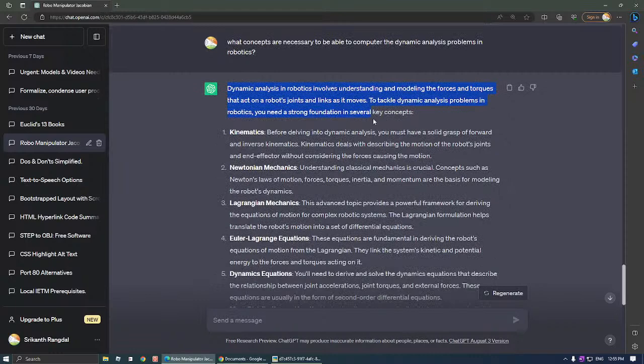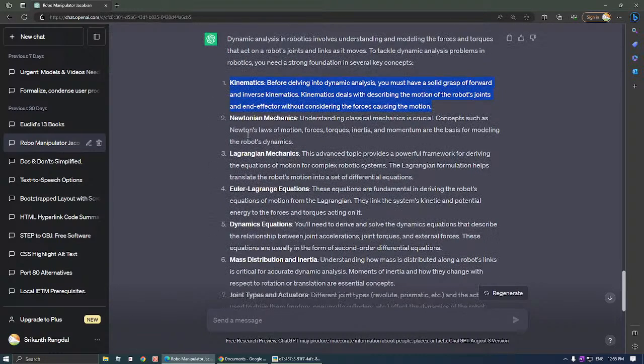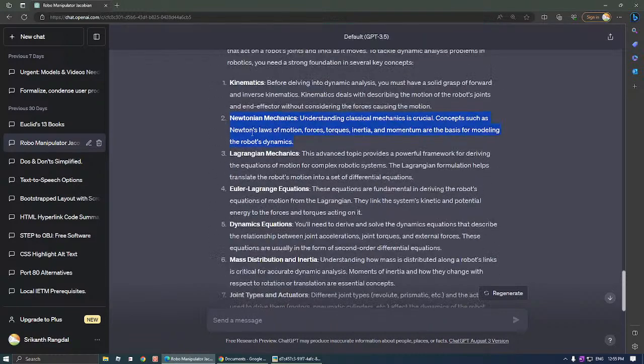To tackle the dynamic analysis problem in robotics, you need a strong foundation in several concepts. Of course, kinematics is something I'm very well aware of, and I don't think I'll need much on this. Mechanics, I've been teaching it for more than 10 years. So again, I don't think it's going to be necessary for me to understand that. So this is where the problem actually starts for me, I guess, where we have the Lagrangian mechanics.